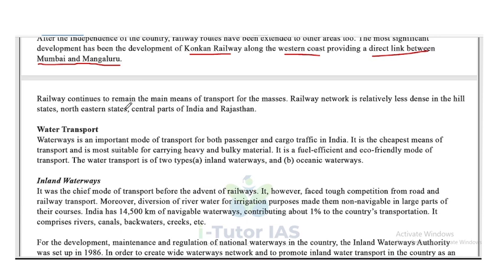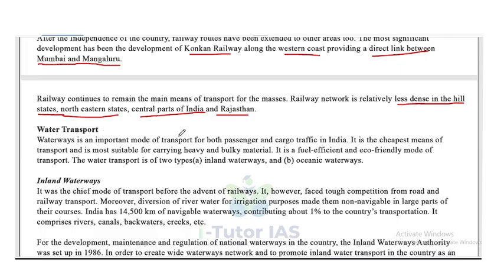Railway continues to remain the main means of transport for the masses. Railway network is relatively less dense in the hill states, northeastern states, central parts of India and Rajasthan. Now, next one is water transport.